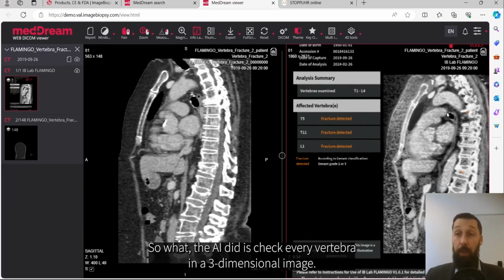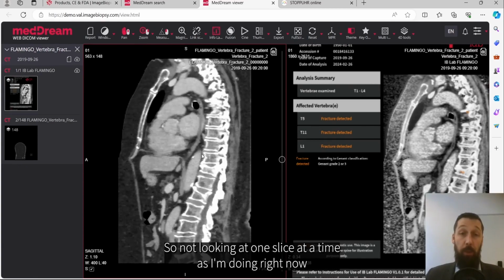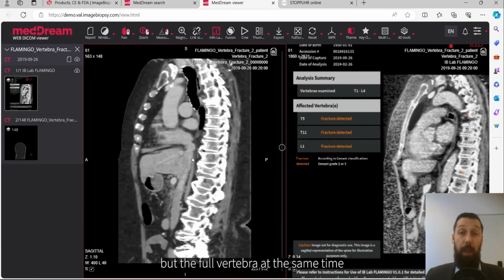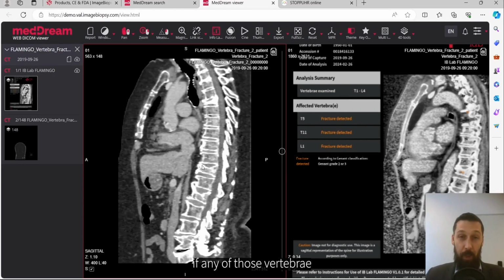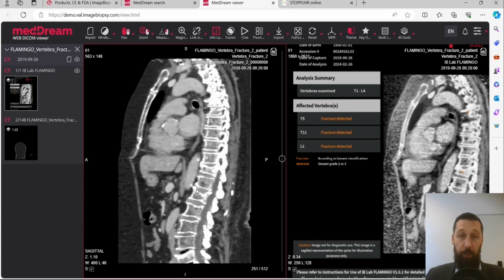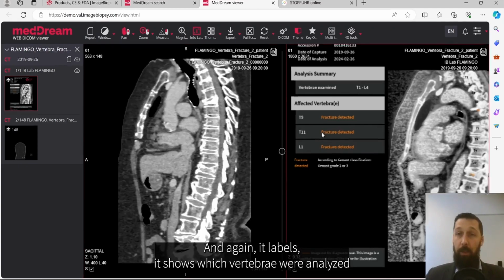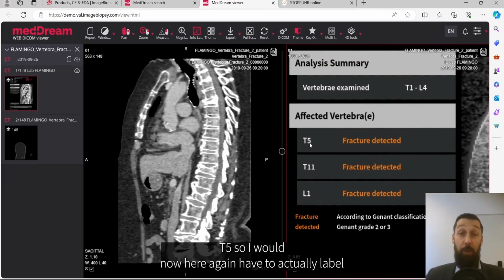So what the AI did is check every vertebra in a 3-dimensional image, so not looking at one slice at a time as I'm doing right now, but the full vertebra at the same time in order to really detect if any of those vertebra has a dent at any of those sagittal slices. And again, it shows which vertebra were analyzed, the affected vertebra T5.